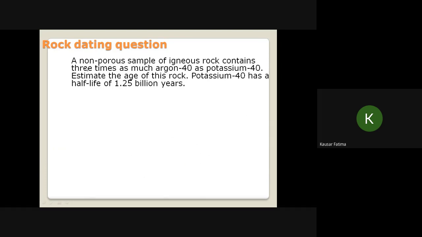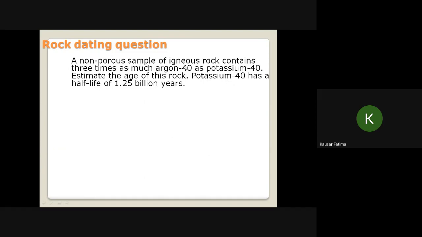Okay. So now here, another radioactive material which can be used is potassium-40, because this has a half-life of 1.25 billion years. So that is also used where carbon-14 does not work. If carbon-14 is not able to serve the purpose, we prefer potassium-40 here.